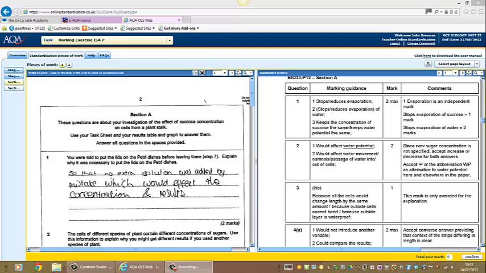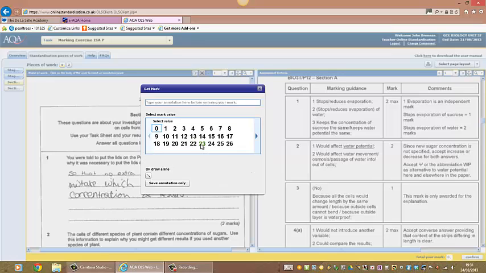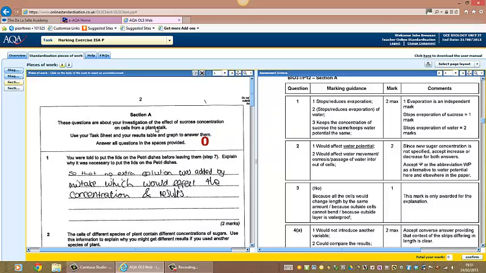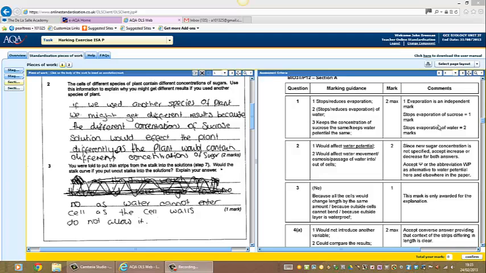The petri dish lid is to prevent evaporation of water, and that will keep the concentration of sucrose the same. They haven't got anything like that, so it's no marks for this part. So I don't need an annotation, I'll just put a 0 in there. And we're on to our next question.